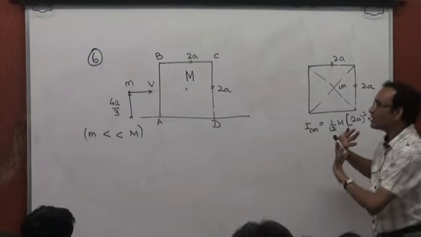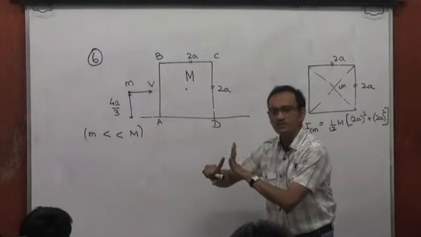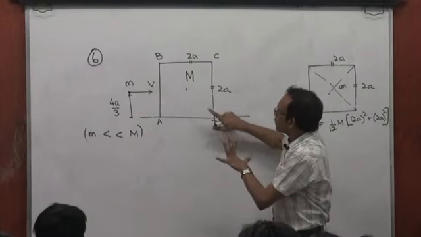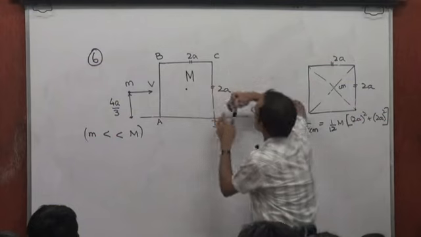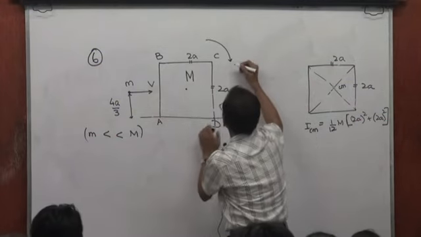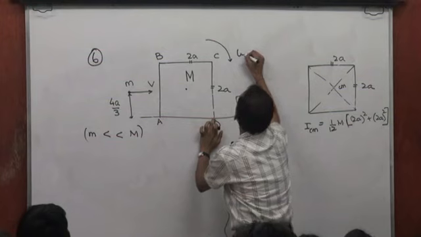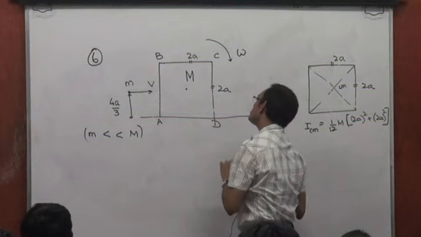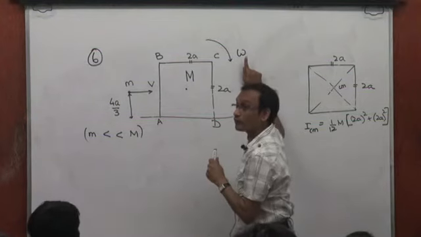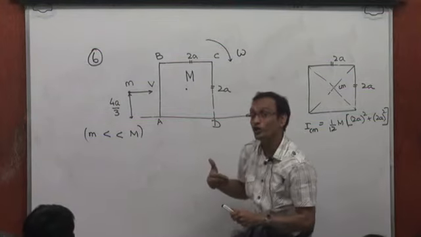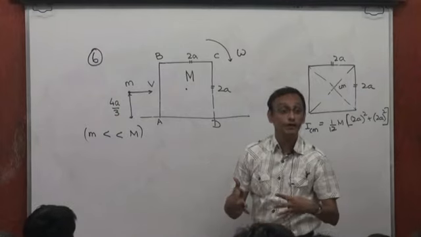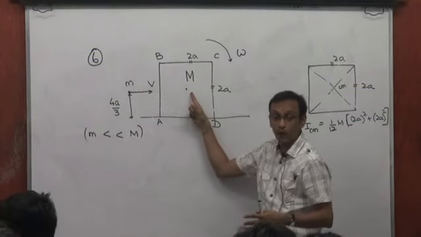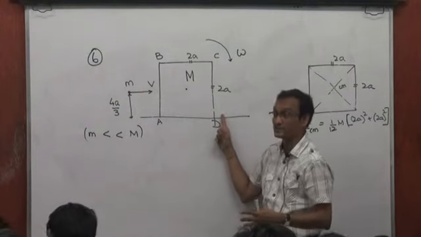Now, essentially, the principles that you would deploy to solve this problem: right after this impact, you would expect the cube to rotate about D with an angular velocity omega, right? To find this omega, you might want to apply the law of conservation of, about what point? About D. For the particle and the block system, apply conservation of angular momentum about D.